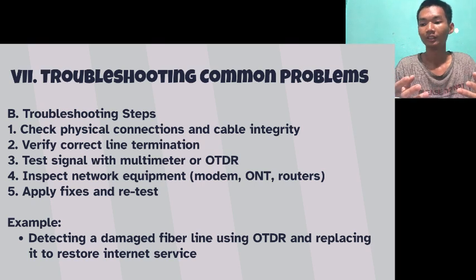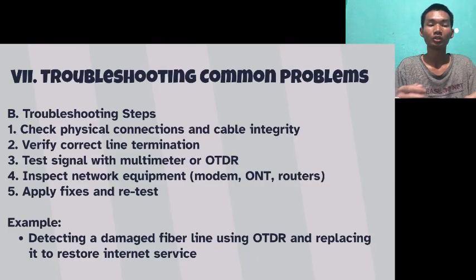Next is testing the signal with a multitester or OTDR. Using the multitester for copper, you can see if the line is open or blocked, if there's enough electricity. While using the OTDR, you can simply scan or x-ray the line so you can see the problem.